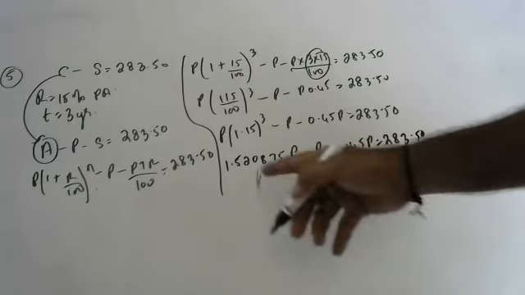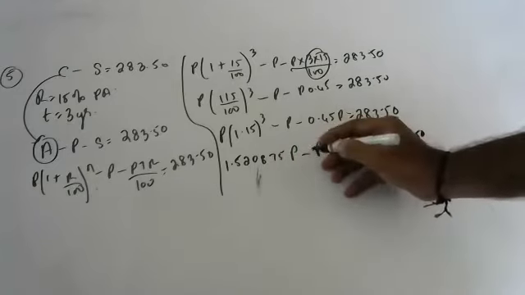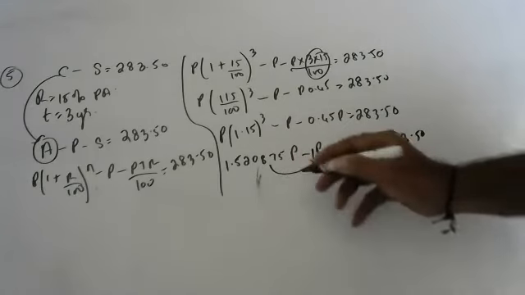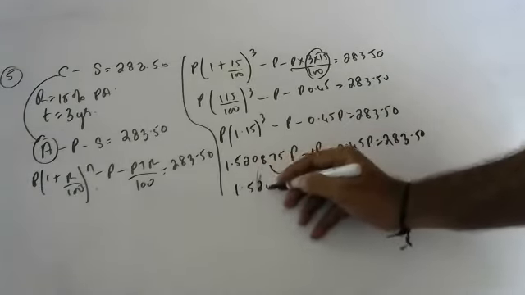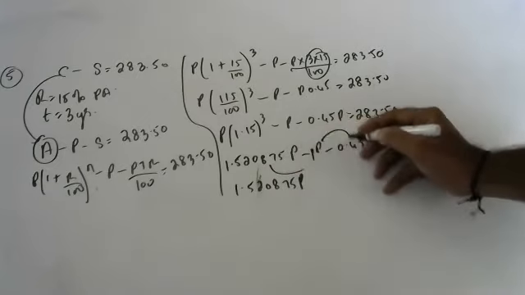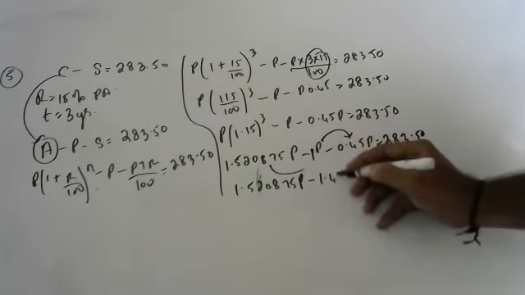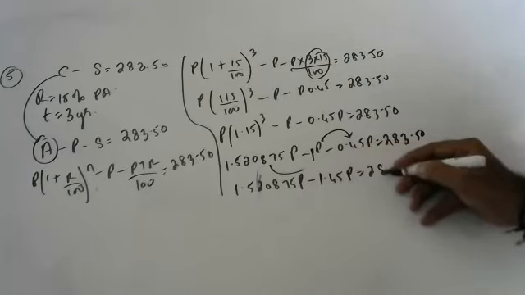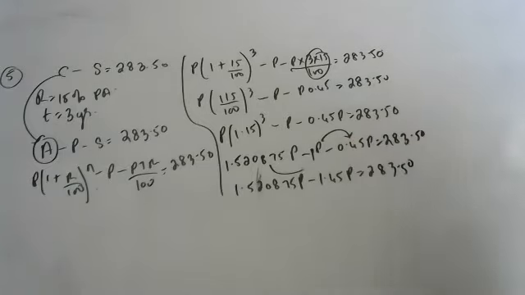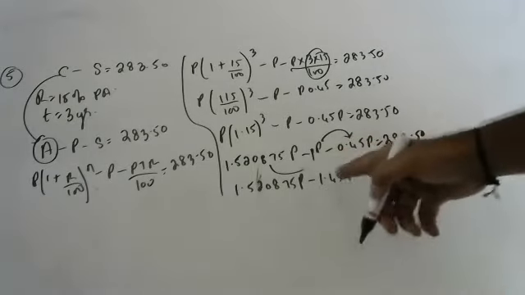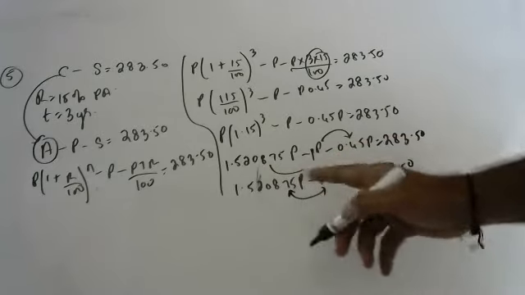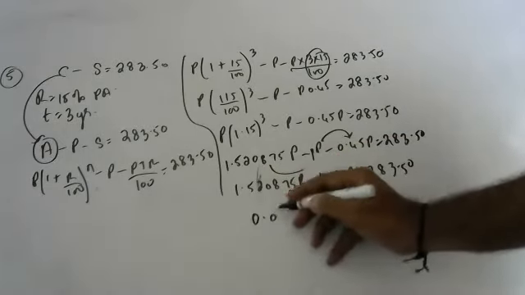Okay, children, so this you see. If nothing is there, it means one, children. So this minus this: 1.520875 P minus 1.45 P. Please see, children, all of you. 1 plus 0.45 is 1.45. Can anyone say the subtraction between these both? 0.070875.